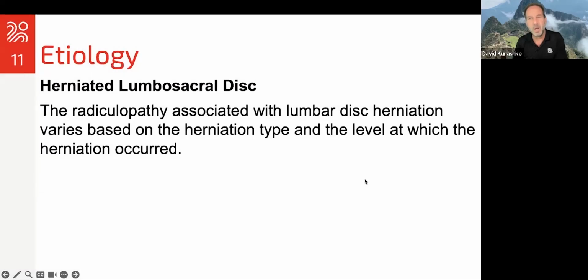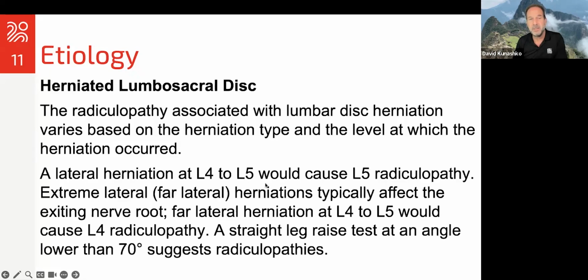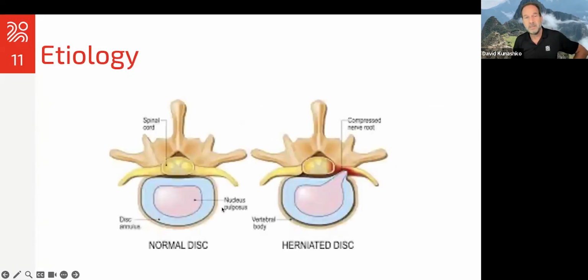Some of the common causes of sciatica: herniated lumbar and lumbosacral discs tend to be the most common scenario. Usually it's a lateral herniation like L4-L5. That's going to cause L5 radiculopathy. If it's really lateral, then it might touch on L4. And we all know that the straight leg raise test, at less than 70, less than 60, really triggers that. Of course, imaging is going to be helpful as well if you feel that's necessary.